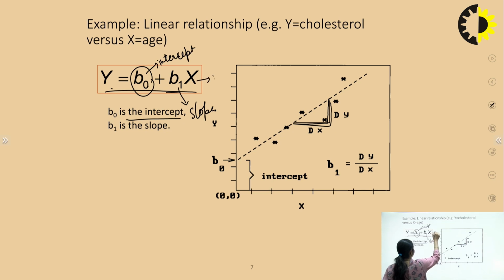This is the value of x, which we call the independent variable. And this is the dependent variable, which we have to calculate.